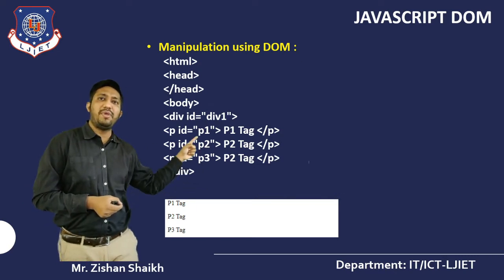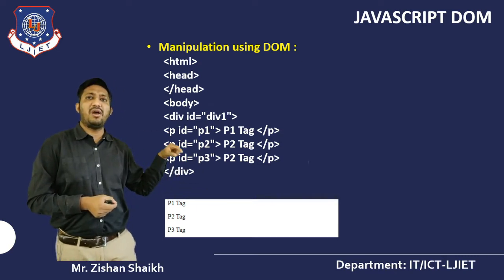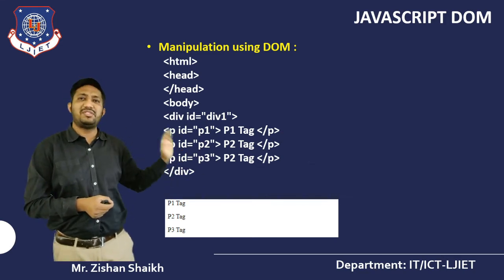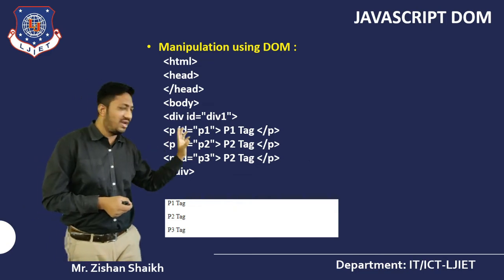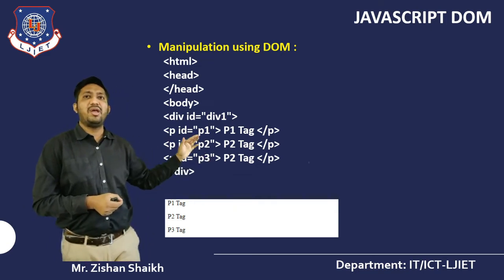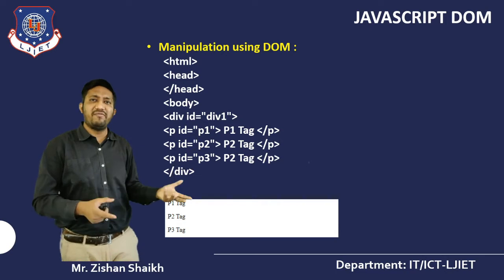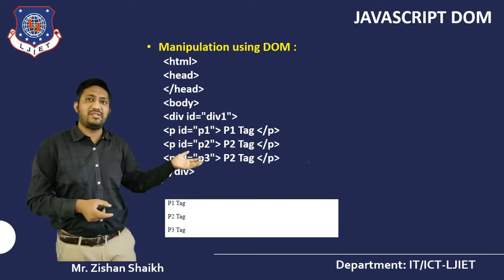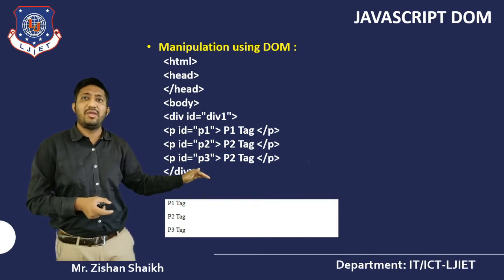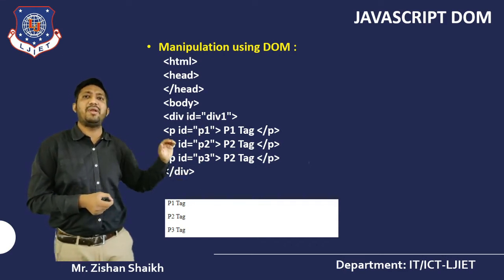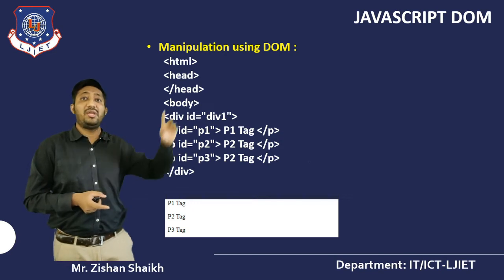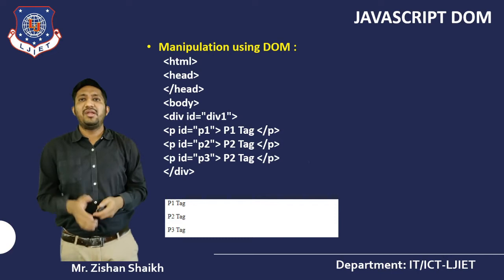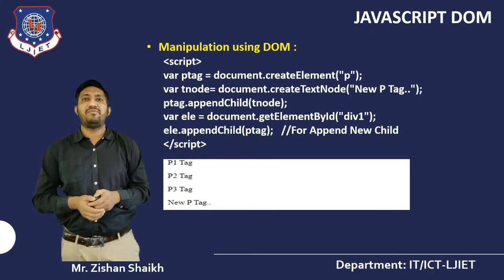suppose I want to remove the P1 tag without changing a single line in my HTML code. The same way, if I want to insert a new P element here, without changing my HTML code, how can we perform that? Using the manipulation of DOM. This is a very interesting and beautiful concept with the help of JavaScript.